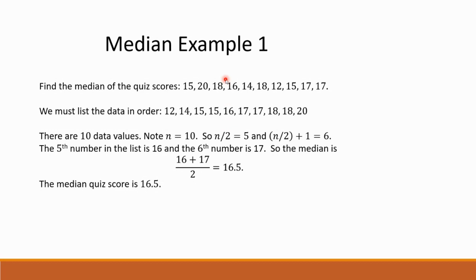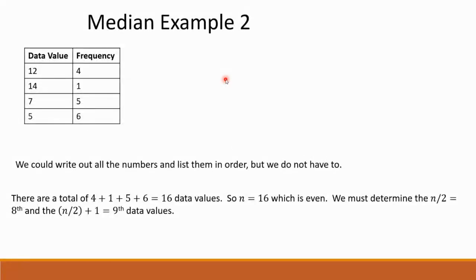Okay, so that's one example with the median. You could also get the median if you only have a frequency table. Just like we got the mean, we got the median. Again, just like with the mean, we don't have to write out the data values. Thank goodness. This is actually the same frequency table from earlier. We don't have to list all these data values. Thank goodness.